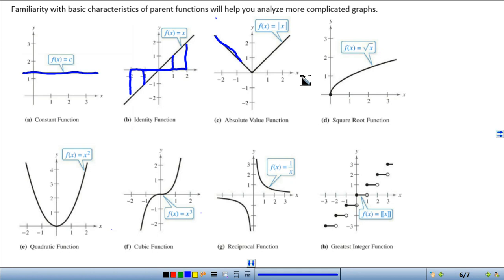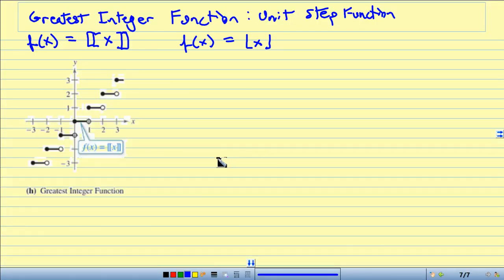I've got here an absolute value function. It looks just like a V. I have a square root function. It looks like a parabola that's been rotated 90 degrees to the right. I've got a quadratic function, which is just your basic y equals x squared. I have a cubic function right here. And I've got a reciprocal function. The reason it's called a reciprocal function is because it's like taking the reciprocal of x. And I've got here what's called the greatest integer function. Now we're going to take a closer look at the greatest integer function, because the notes really don't cover it very well.